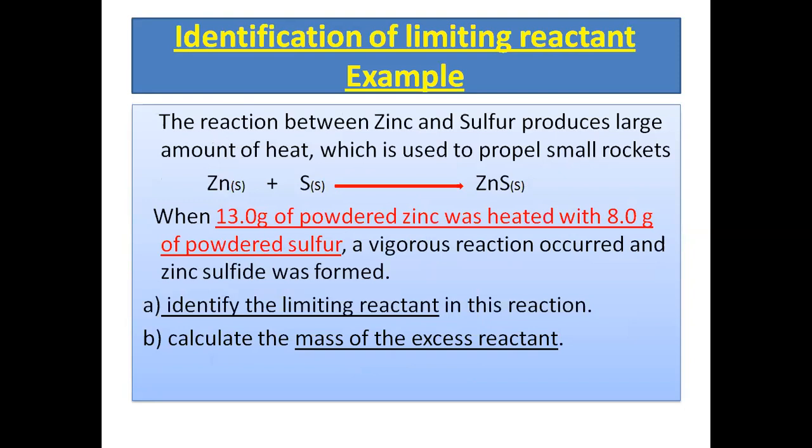Here we have a simple calculation. How can we identify the limiting reactant in a chemical reaction? There is a reaction between zinc and sulfur that produces a large amount of heat, which is used to propel small rockets. For example, 1 mole of zinc reacts with 1 mole of sulfur and produces 1 mole of zinc sulfide. When 13 gram of powdered zinc was heated with 8 gram of powdered sulfur, a vigorous reaction occurred and zinc sulfide was formed. Identify the limiting reactant in this reaction and calculate the mass of the excess reactant.